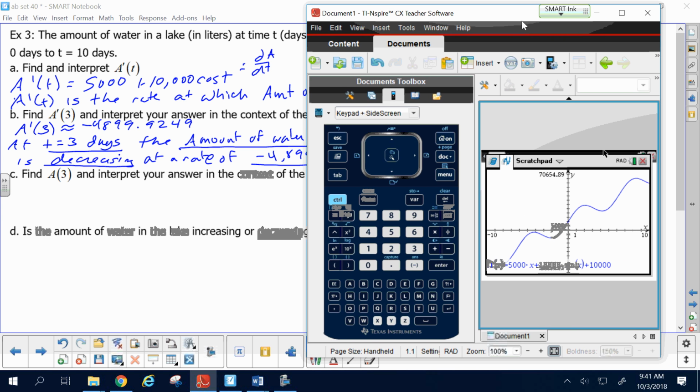Okay, let's think about it. On the graph then, where's that talking about? Here's time 3. Does that make sense that the amount of water is decreasing? Well, yeah, the tangent slope's negative there. So yeah, it does feel like it's decreasing. We good? You with me?